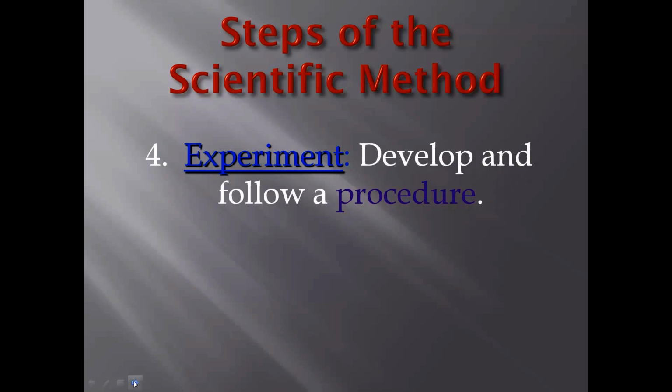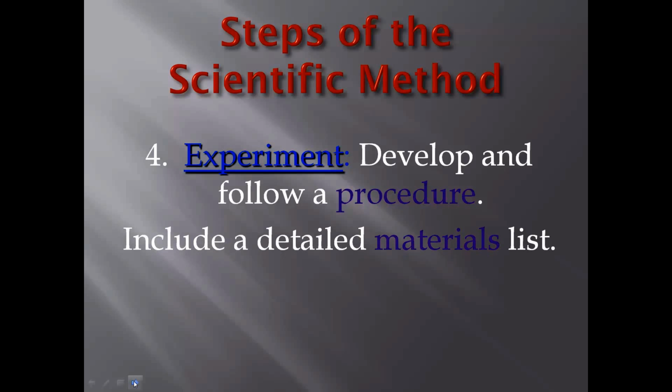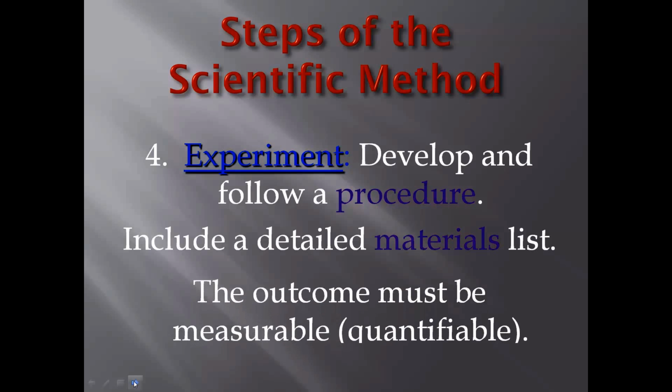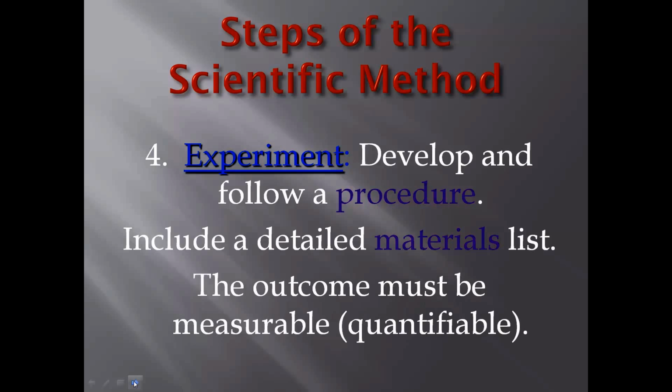The next step, you're going to experiment. Develop and follow a procedure. In science, you need to follow procedures as you go through the experimentation phase. Typically, when you put an experiment together, you need some materials. And the outcome must be measurable. In other words, you can quantify it, put numbers with it. Just to say, well, I think this will work, really doesn't cut it in the scientific community.